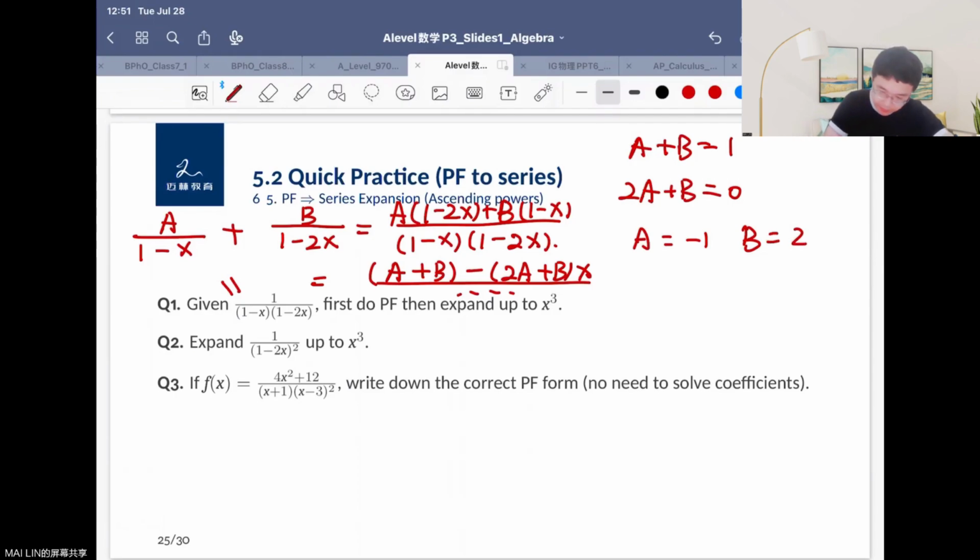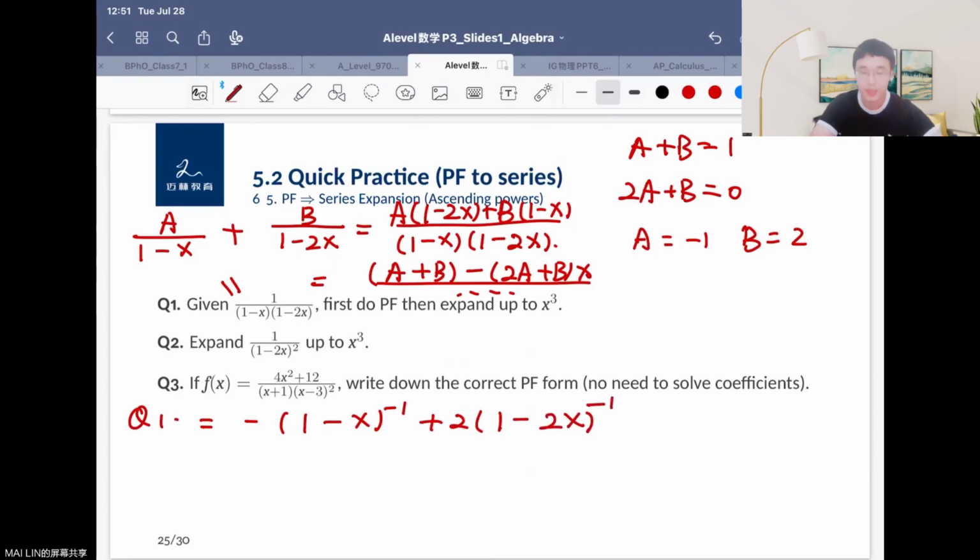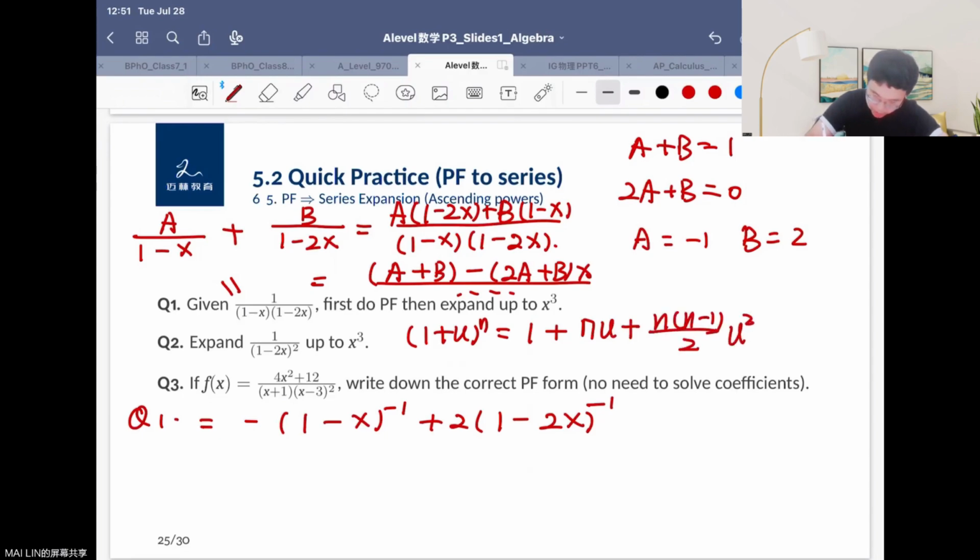So for question 1, you can just simplify it as negative 1 minus x to the power of negative 1, and here plus 2 times 1 minus 2x to the power of negative 1, right? So just using 1 plus u to the power of n, you can set it as 1 plus n times u plus n times n minus 1 over 2 times u squared, right? So also we have plus n times n minus 1 times n minus 2 over 6 times u cubed, right?